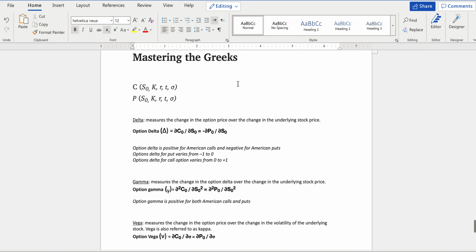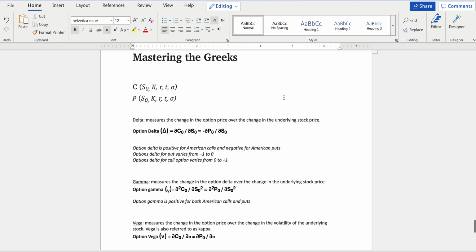Delta is a sensitivity measure or a rate of change that measures the change in the option's premium or price over the change in the underlying stock price. I want you to remember this. Option delta is positively related to the price of a call option, but negatively related to the price of a put option. Options delta is positive for American calls and it's negative for American puts.